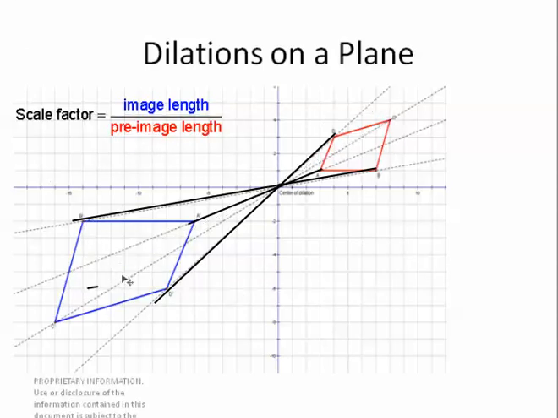But you get the idea. I was going through the origin here. Do all dilations go through the origin? Not necessarily, but it's one way of finding them.